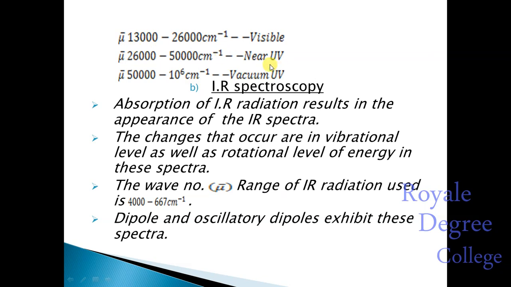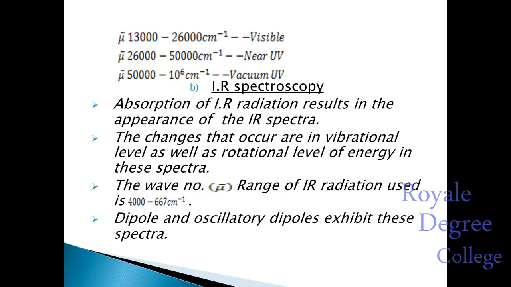Near ultraviolet wave number is 26,000 to 50,000 per centimeter. And the wave number in the vacuum ultraviolet ranges from 50,000 to 10 to the power 6 per centimeter. Now we'll see about the second type of molecular spectroscopy, that is the IR spectroscopy.